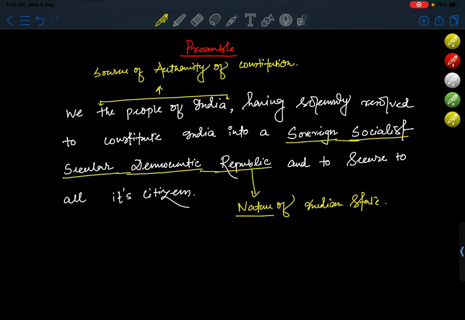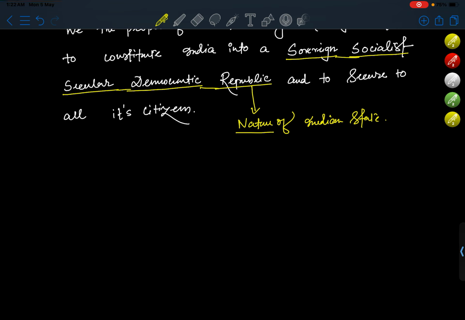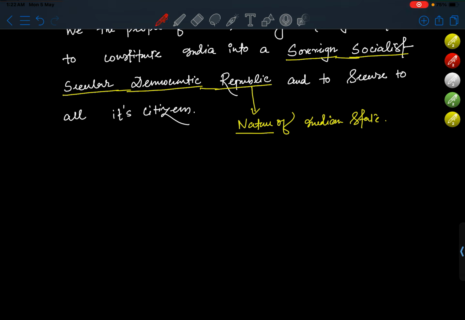In the preamble, there is: sovereign, socialist, secular, democratic republic, and to secure all its citizens. There it talks about justice. Not only justice, but different types of justice. Like, for example, social, economic, and political justice. These three different types of justice will be enjoyed by the citizens of India.